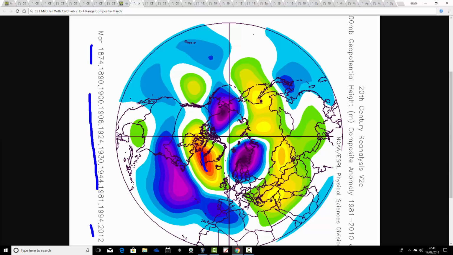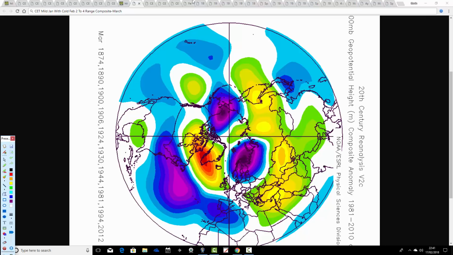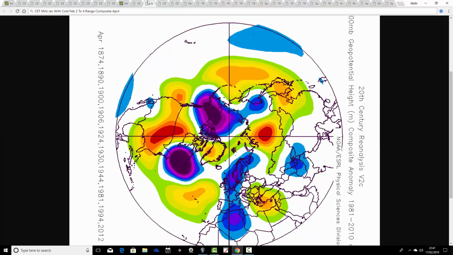We get a blocking signal around Greenland again, and then we get below average heights underneath it in that sort of position. So we do something a little bit like that with the flow, with the jet stream. It's not quite as clear cut a cold signal as we saw for those Marches that follow genuinely cold Februaries, but even so, there is still a blocking signal in evidence there. Then we go through to April.